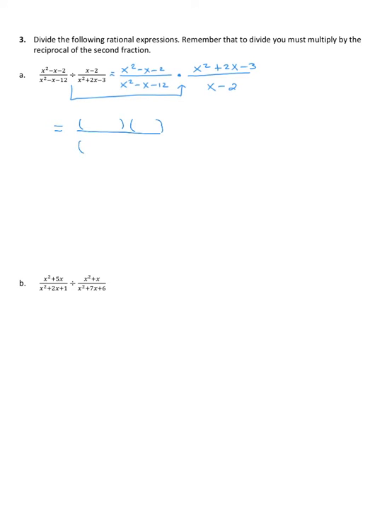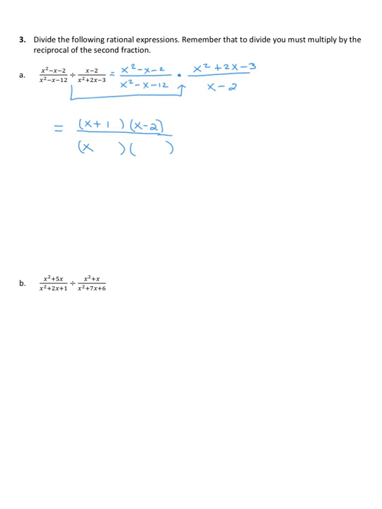I think we can break this apart into two pieces. For the numerator, it's got to be an x and an x, a positive and a negative. It's going to be positive 1 and negative 2. And the reason is the product of those two things is negative 2, and the sum of these two is negative 1.